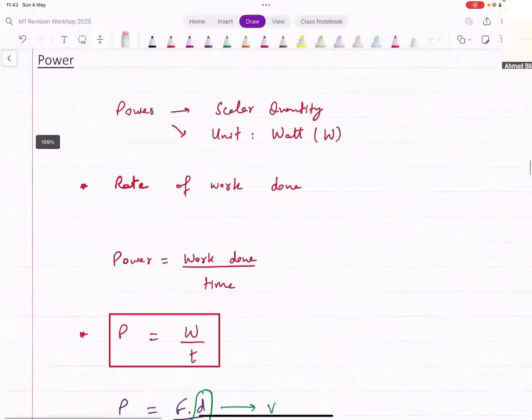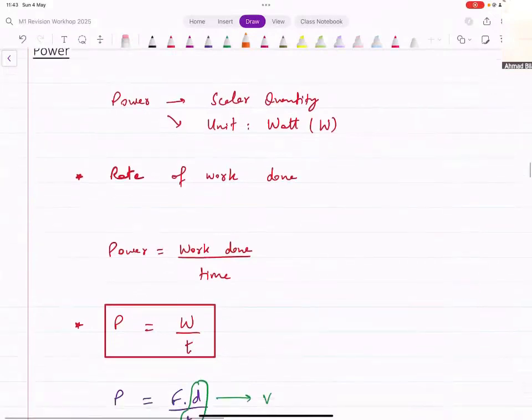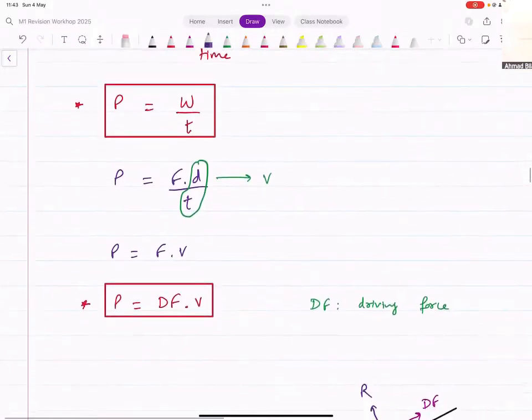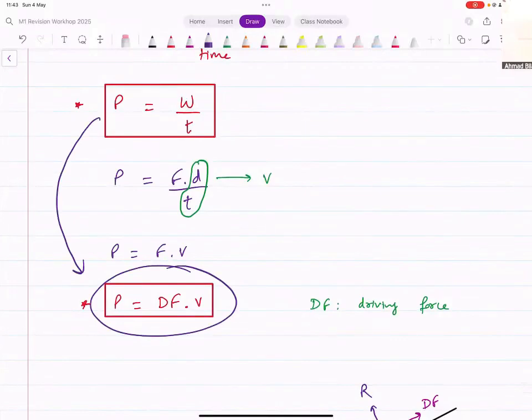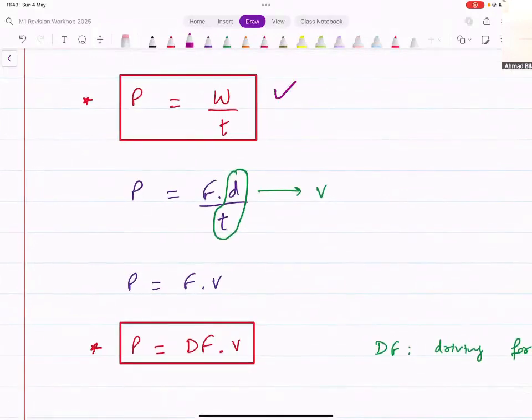Now, the next thing is power. Power is also a scalar quantity. Its unit is watt. Power is defined as the rate of work done, and one formula for that is power equals work done over time. In short form, P equals W over T. And that can then be converted to a form like this as well: power equals driving force into velocity. These are the two power formulas that we've got. Power equals work done over time, and power equals driving force into velocity.